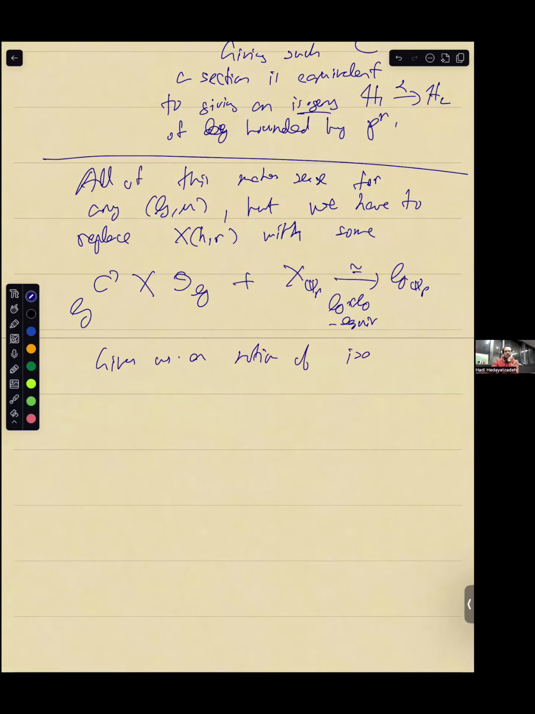Can I quickly ask a question? Is this X unique? No. The whole point is to find the X. If you have an X with these properties, X is far from unique. For example, already in the case of GL_h, you have all these different X_h,r. For each one of them, you have a different notion of isogeny. Exactly. So it gives us a notion of isogeny of type X between G_mu apertures.